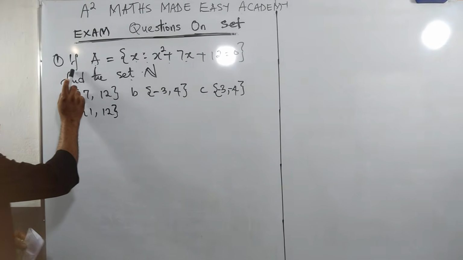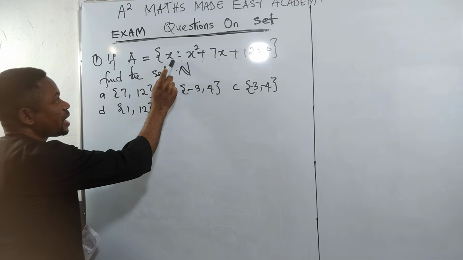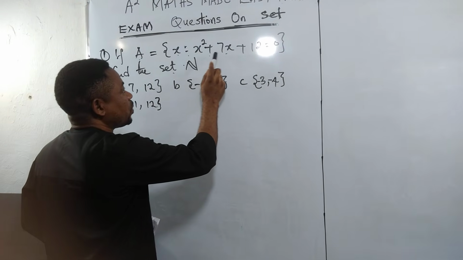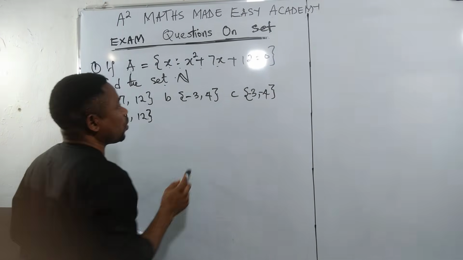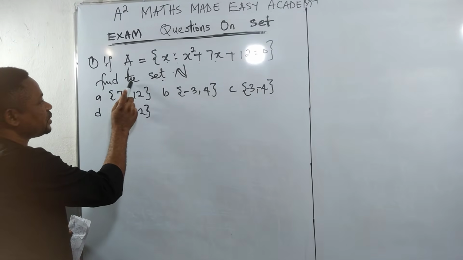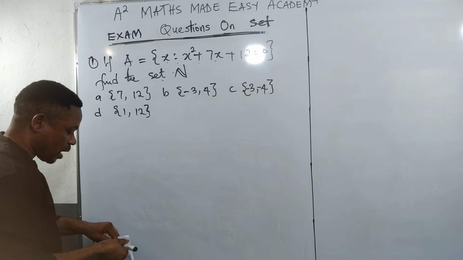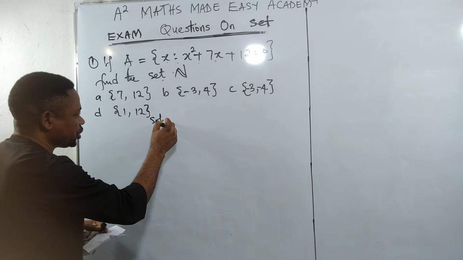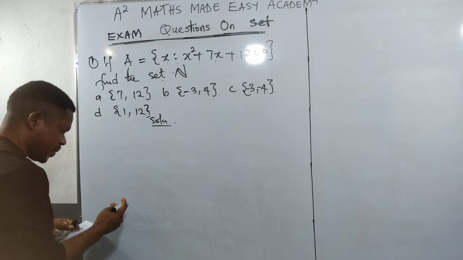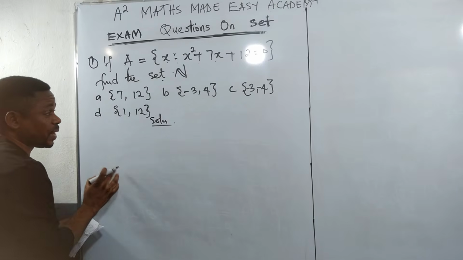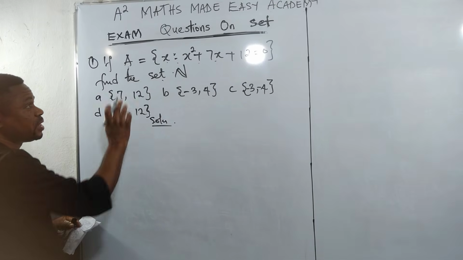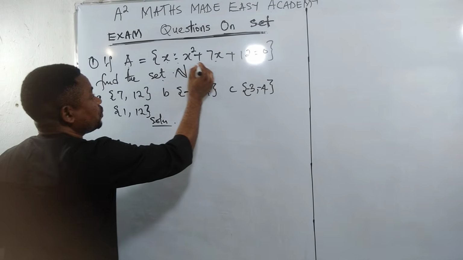Now the question says if set A is x such that x squared plus 7x plus 12 equals 0. The question says find the set of natural numbers. Look at the options here, and I want you to observe something. The word natural number, as it implies, means set of positive whole numbers or counting numbers. Now, first of all, I want us to solve this quadratic.